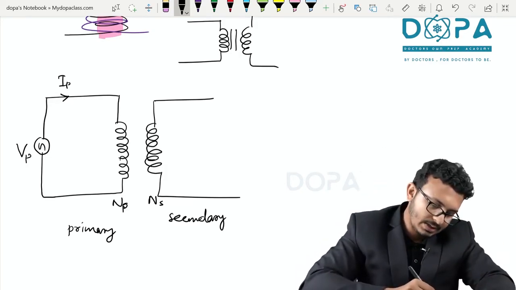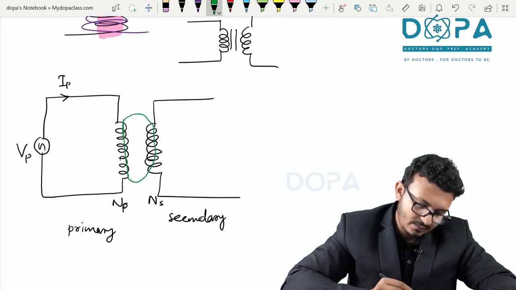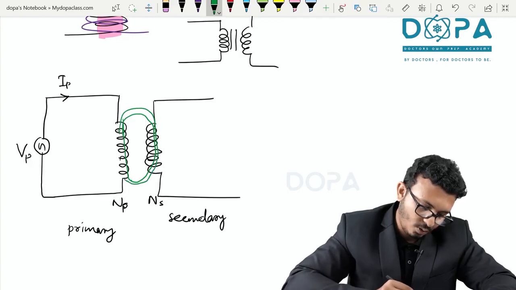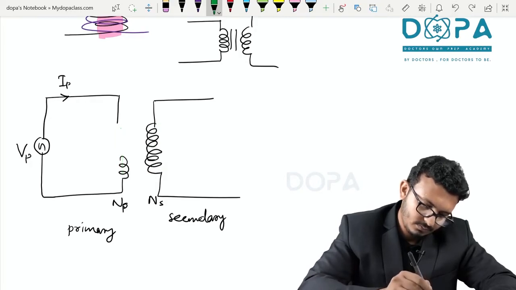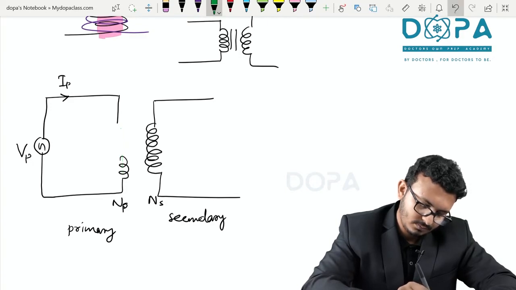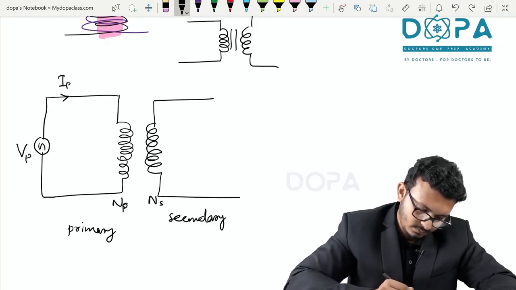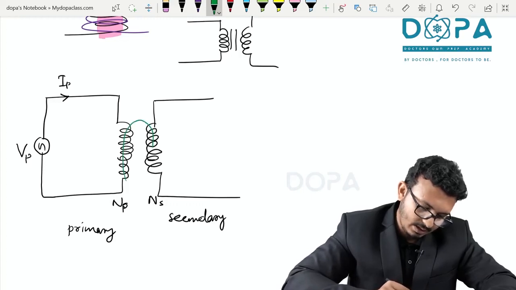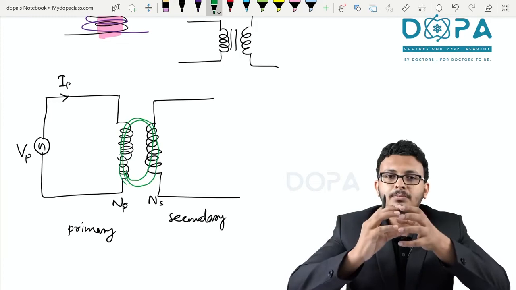So a current IP passes through it, and magnetic field lines are produced over here. These magnetic field lines are coupled with the secondary coil, and the primary and secondary are coupled using soft iron. Okay, so we wind them together.